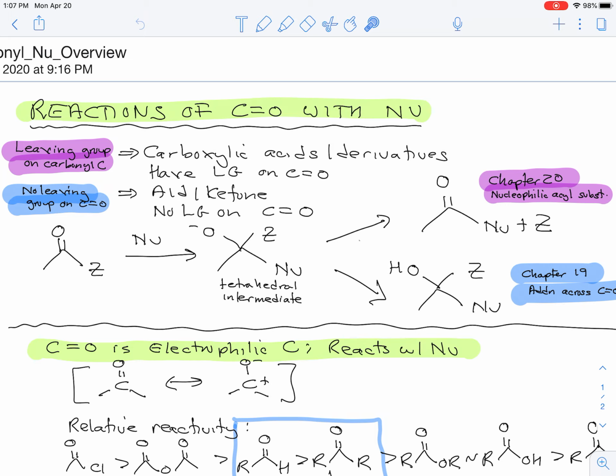So what happens if you have a carbonyl compound with some group Z, whether that group can leave or not, is that the nucleophile attacks the carbonyl carbon and you get some sort of a tetrahedral intermediate. If this group Z can leave, it does, and one of the driving forces for that is the formation of this stable carbonyl compound. And so we end up with a reaction which is called nucleophilic acyl substitution.